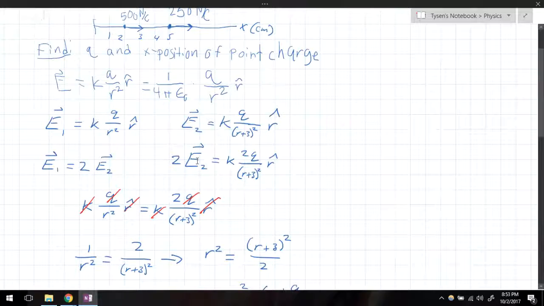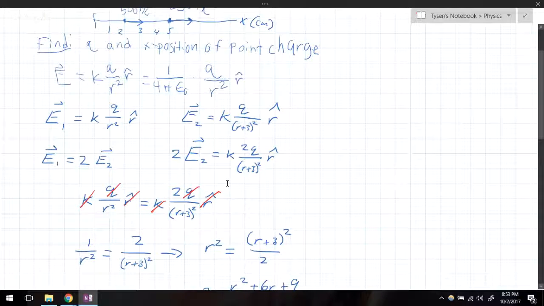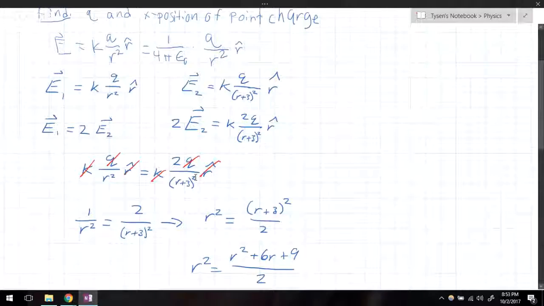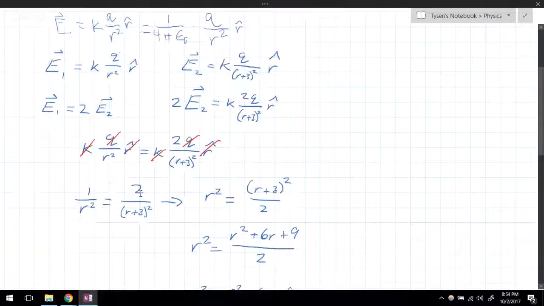If we double the E2 equation, we get K times 2Q over R plus 3 all squared. If we set these equal to each other, a lot of the terms nicely cancel out. And so we are left with 1 over R squared equals 2 over R plus 3 squared. For simplicity, we're just going to flip the equations.